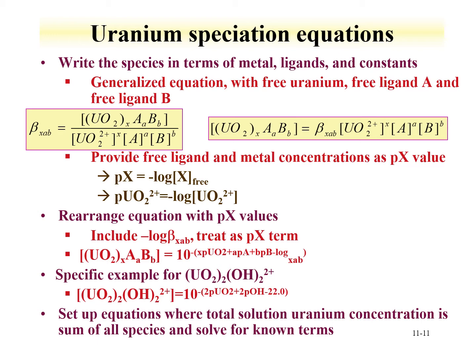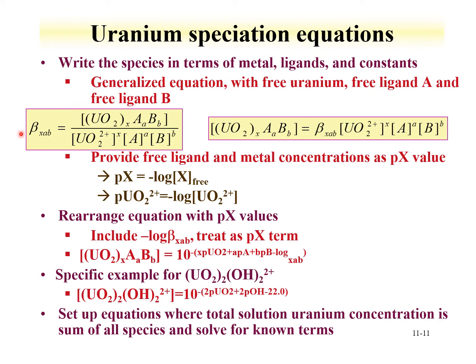To solve for the speciation, what one needs to do is write all the species in terms of free metal, free ligands, and the constants. As an example, we have a generalized complexation constant here for a uranium with ligand A and ligand B that's formed from uranyl, so free uranium, free ligand A, and free ligand B. The complexation constant is written as this XAB because this tells me how many uraniums, how many ligand A and ligand B are involved in the complex.